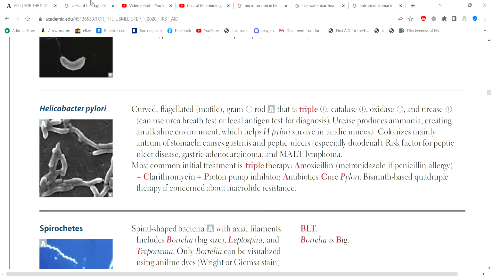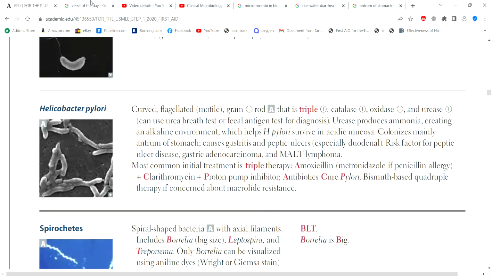The most common initial treatment is triple therapy, like we said, which is amoxicillin, clarithromycin, and PPI. If the patient is allergic to penicillin, give metronidazole and clarithromycin and PPI. If a patient has macrolide resistance, which is any kind of mycin resistance, you give bismuth. All right.